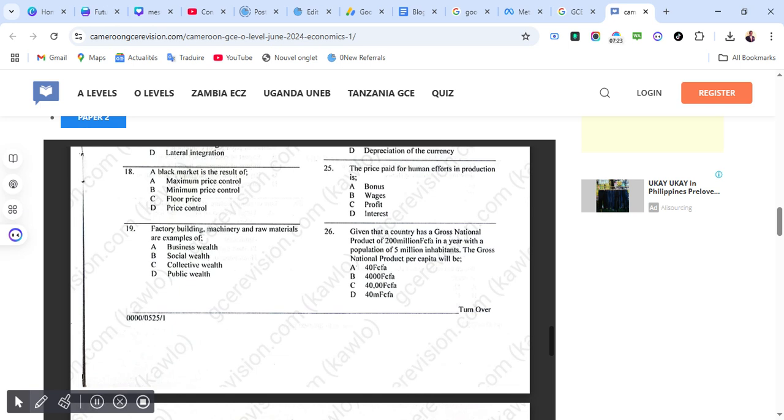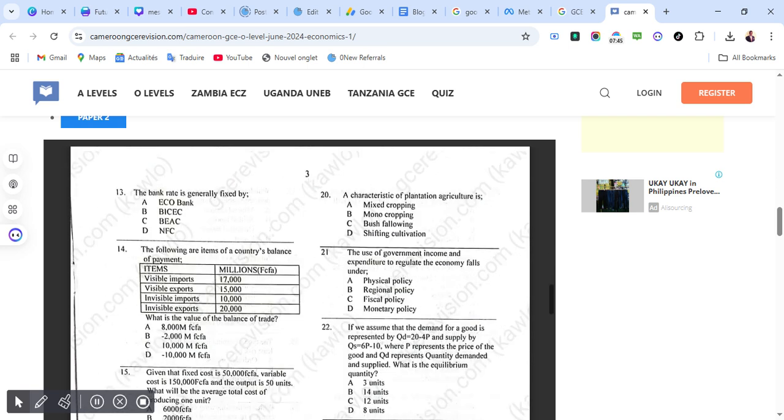So when a country places too much control on price, there will be a black market. People will try to divert the system, try to bring goods illegally. So that is actually what happened. Now, factory building, machinery, and raw materials are examples of, correct answer for 19 is A, which is business wealth.